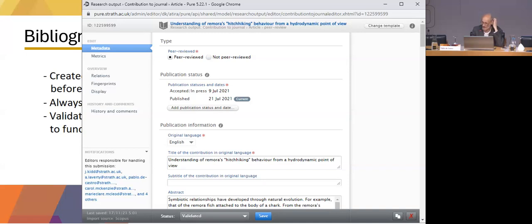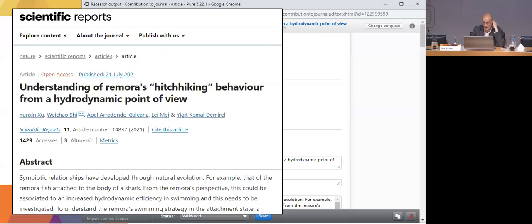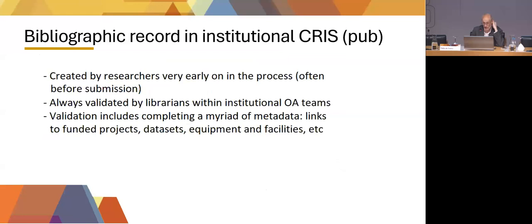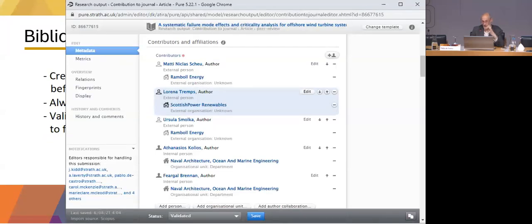There is a mandate for deposits in the UK connected to the REF, to the Research Excellence Framework, whereby the deposit of the accepted author manuscript, the AAM, is mandatory, no longer than 3 months from acceptance. This is the paper in Scientific Reports. It's an open access paper. This is typically the co-authors. This is a different paper, but I just wanted to show you.